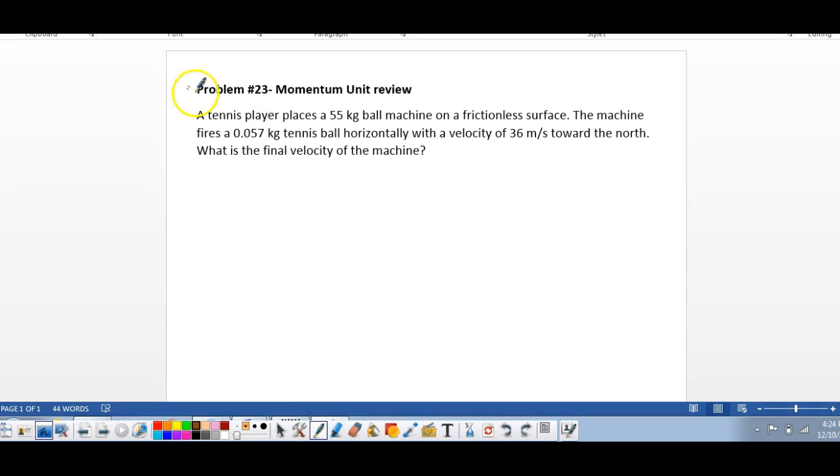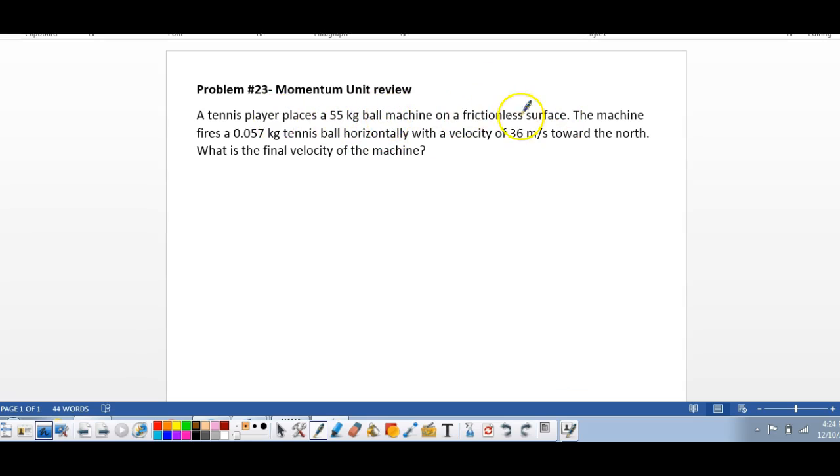So here you see we have problem number 23, like it says here. And we have this tennis player. I guess he's practicing tennis. He doesn't have a partner, so he has this machine that shoots the balls out at him, and then he hits them back. Okay, so he has this machine that has a 55 kilogram mass, pretty heavy.